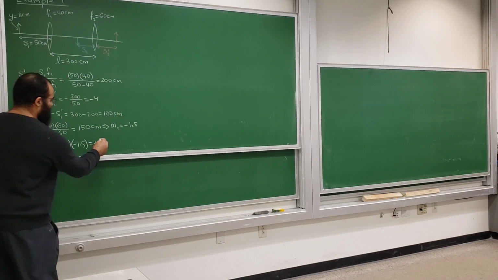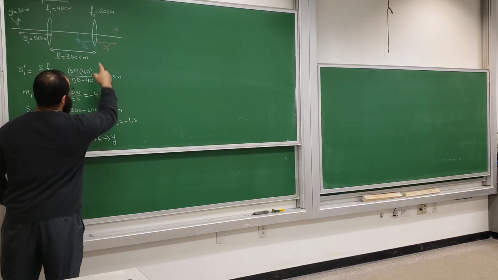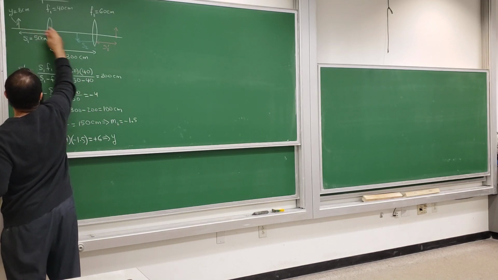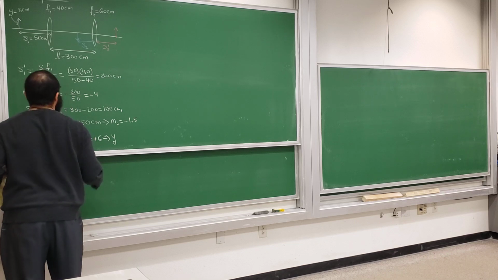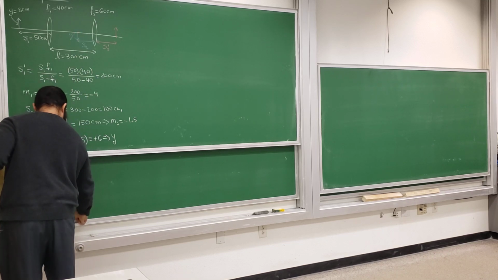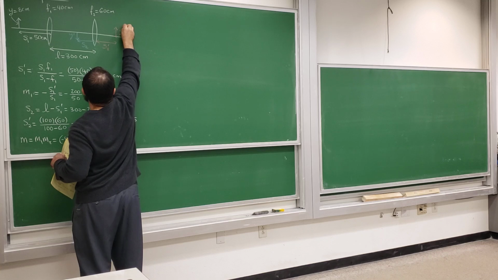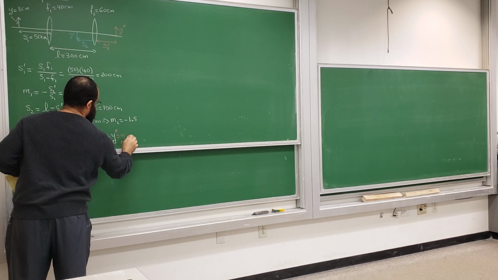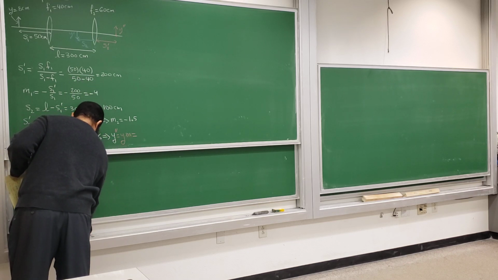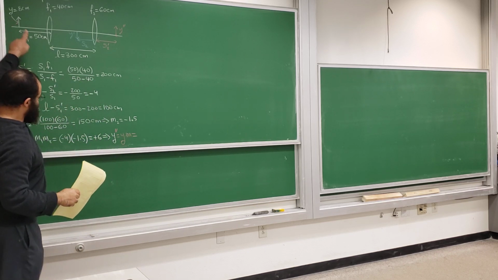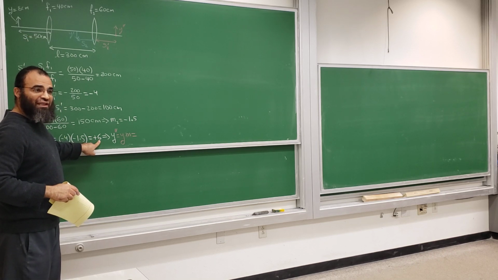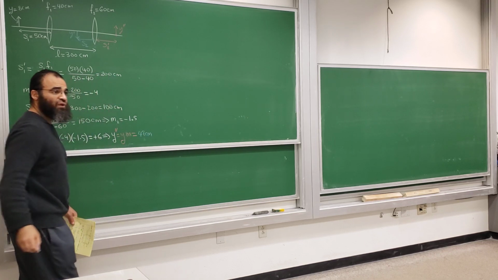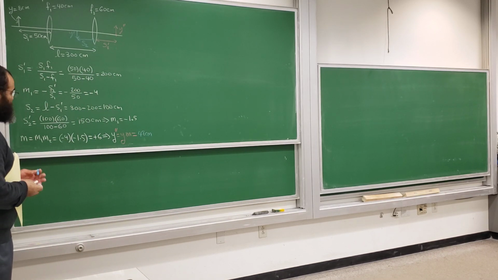Positive 6. And so what's the height of this image? Let me call this height Y. This height here, I can call it Y prime, but I'm not really interested in Y prime. I'm interested in this one, Y double prime. So Y double prime is equal to Y times the overall magnification. And that's equal to what? Y is 8, and then 8 times 6 is 48. So it's going to be 48 centimeters. Okay? So that's the overall.